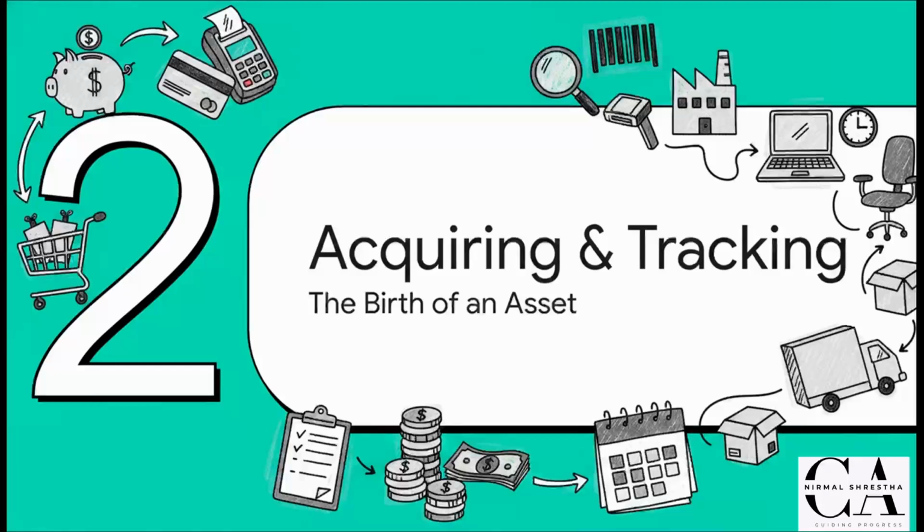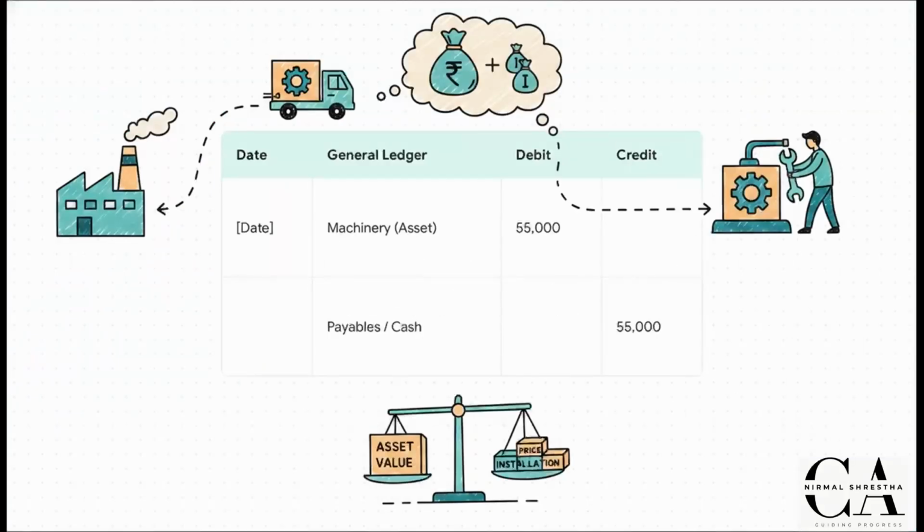Moving right along to section 2, acquiring and tracking assets, the birth of an asset. The thing is, you don't just record the sticker price when you buy something. Take a look at this journal entry. The machinery's base purchase price was 50,000 rupees, but the asset is actually recorded at 55,000. Why is that? Because under IAS 16, you literally have to include every necessary cost to get that asset to its location and running exactly as intended. That means the 2,000 for delivery and the 3,000 for installation? Yeah, those are capitalized directly into the asset's total value.